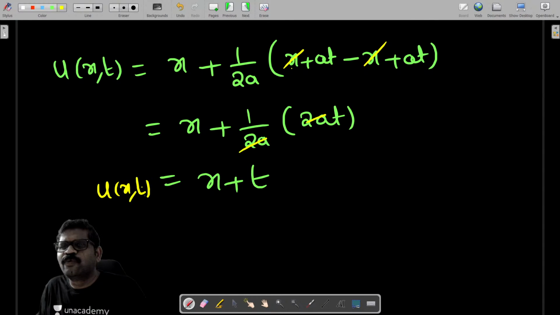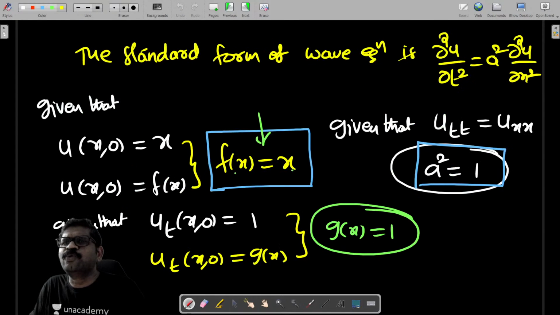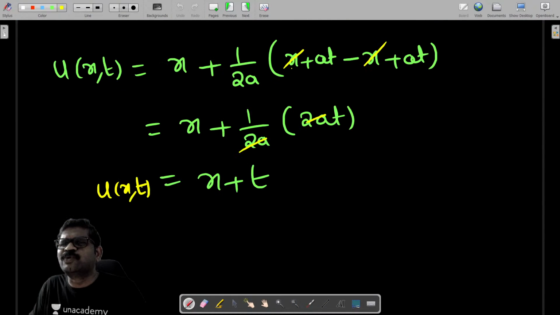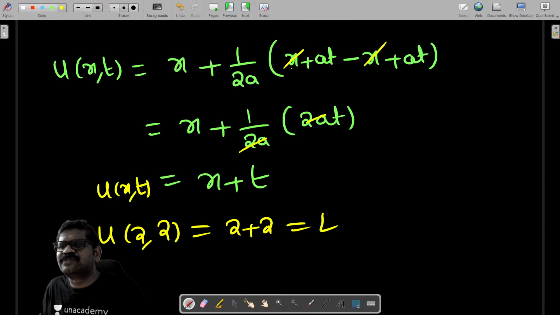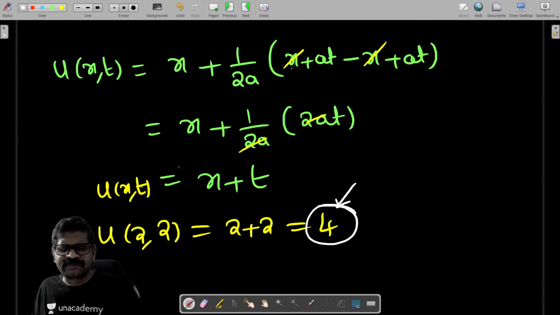Now we have to find the value of u of 2 comma 2. So x is 2 and t is 2. u of 2 comma 2 is 2 plus 2, that is 4. Answer is 4. Understood?